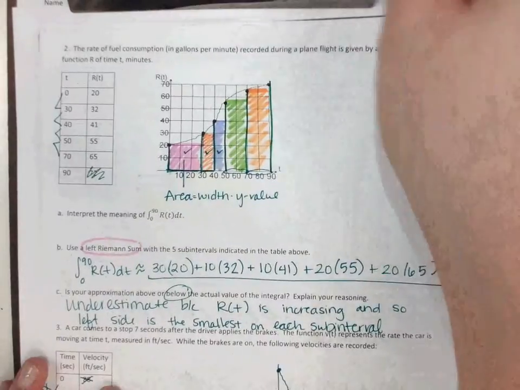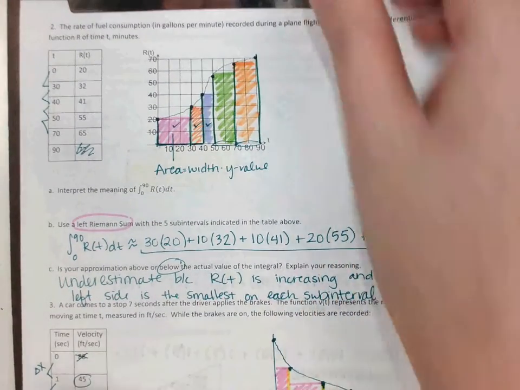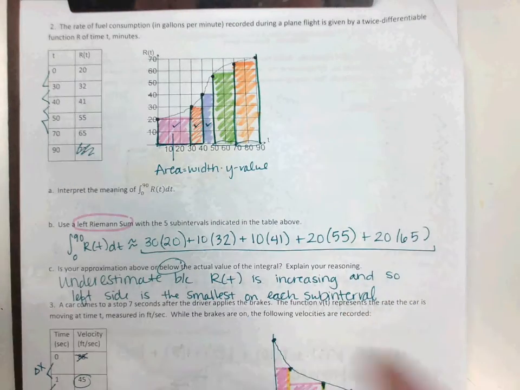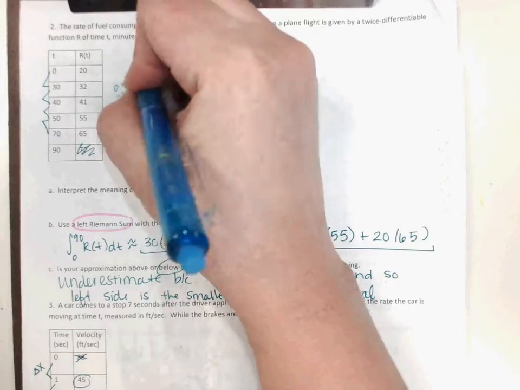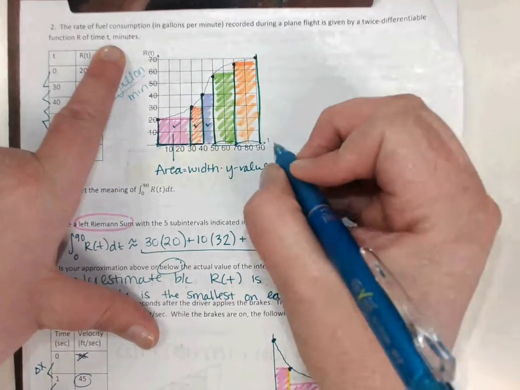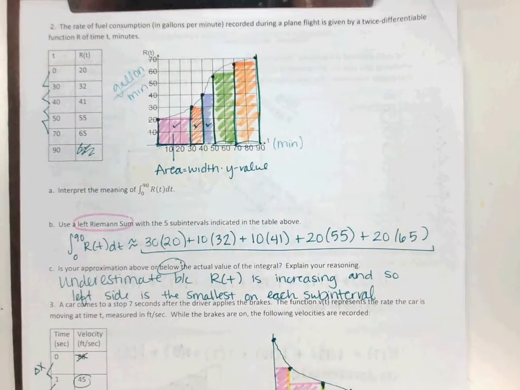Okay, look at the next one. Okay, what are my units? It says it in the question. The rate of fuel consumption measured in what? Okay, so this is gallons per minute. And then what is time measured in? Time is measured in what? Minutes. Very good.